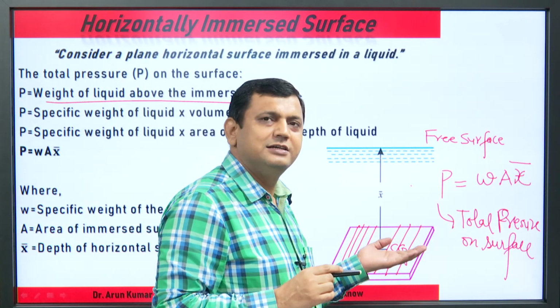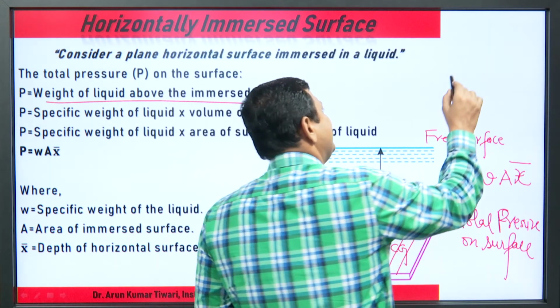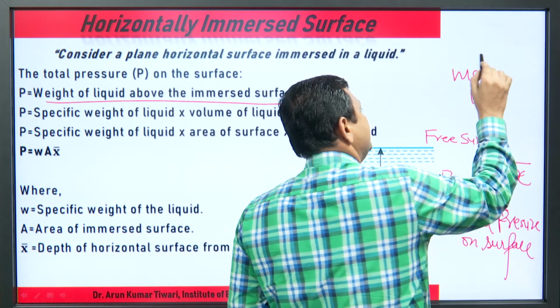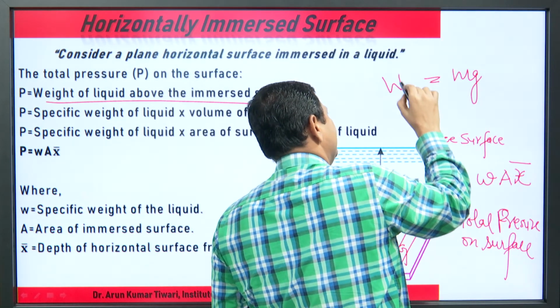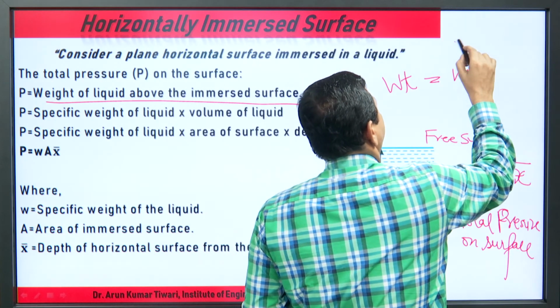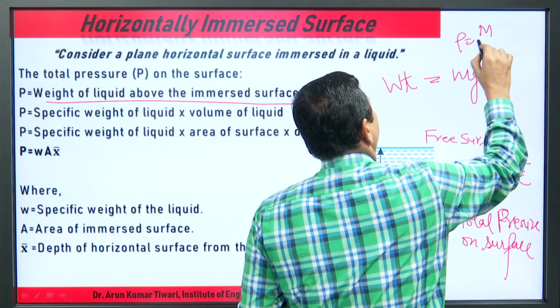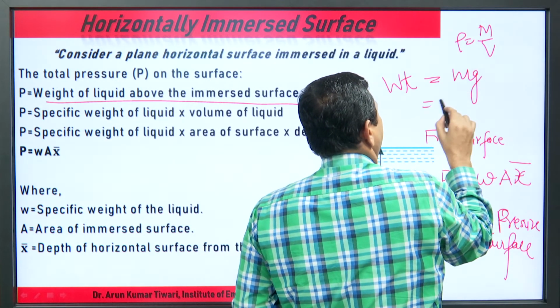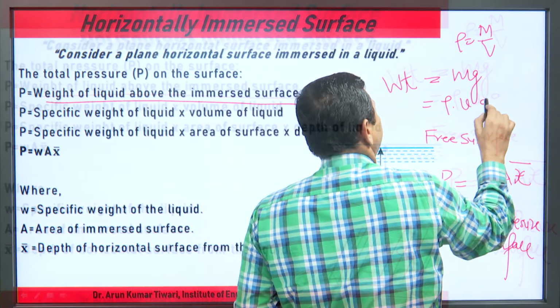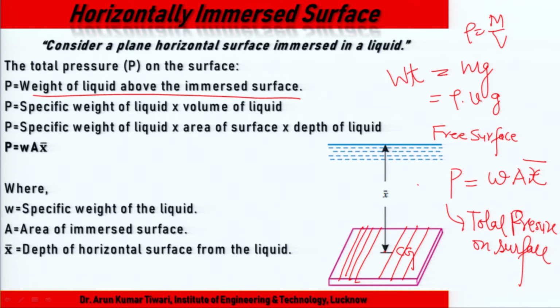What is weight? Simply weight is mg. And density equals mass upon volume, so always remember, mass equals density into volume, and weight is rho into g into volume. Volume means area into height, and this height is the x bar. Simple.